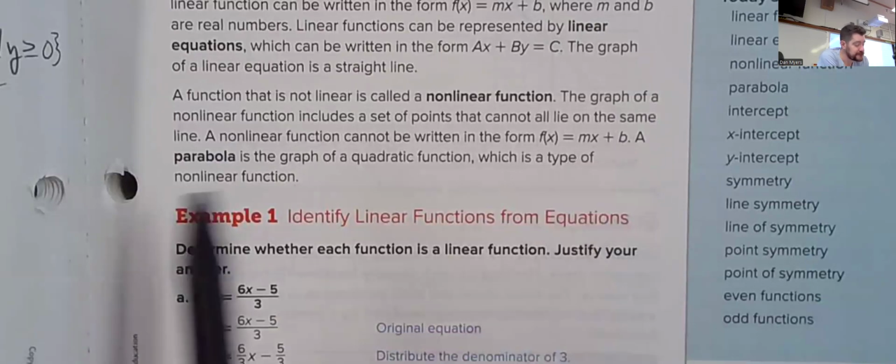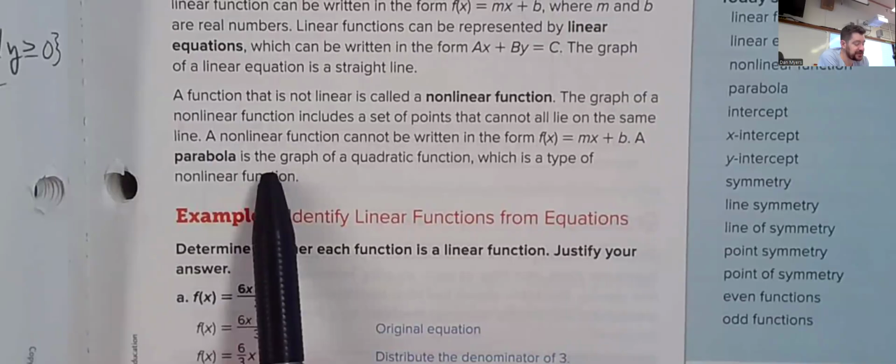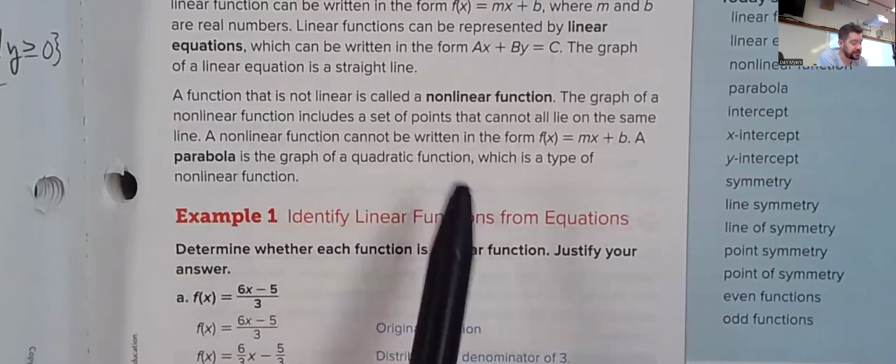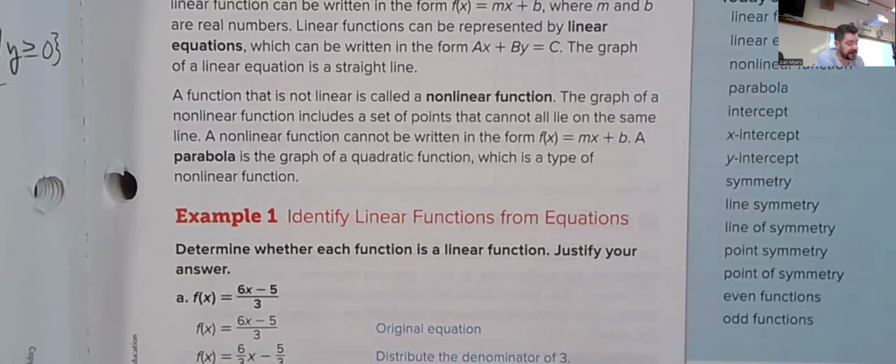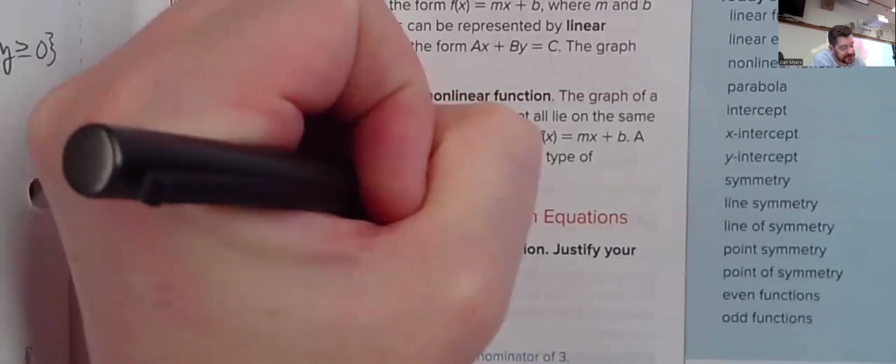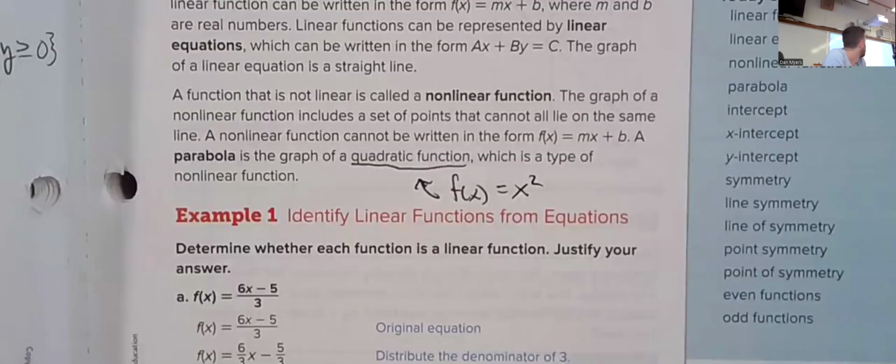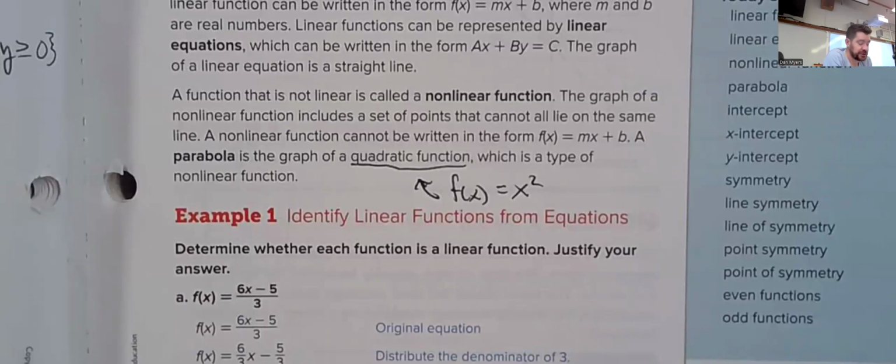A parabola is a graph of a quadratic function, which is a type of nonlinear function. So for example, the most simple form of a quadratic function would be f of x is equal to x squared. If you have exponents, and you can't rewrite it without exponents, it is nonlinear.